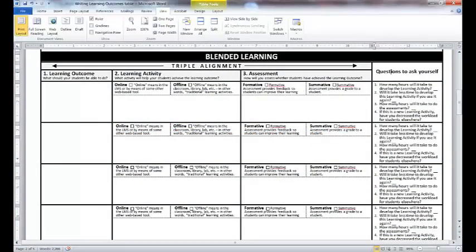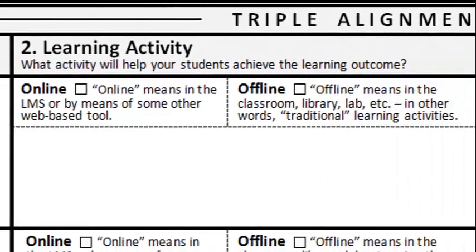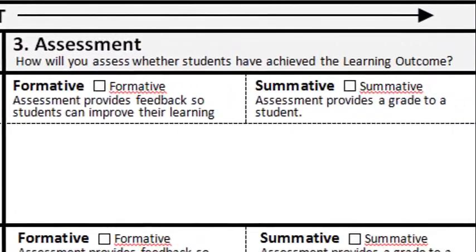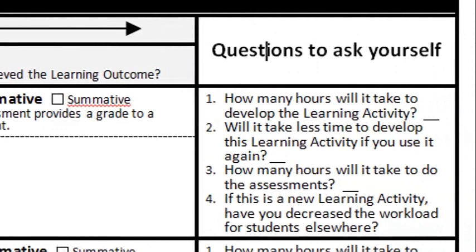So first of all, you'll see that this template has three main columns. One for learning outcomes, one for learning activities, and one for assessments. The fourth column simply lists some questions that instructors should ask themselves as they are working through the template. I'll get to that fourth column in a minute.